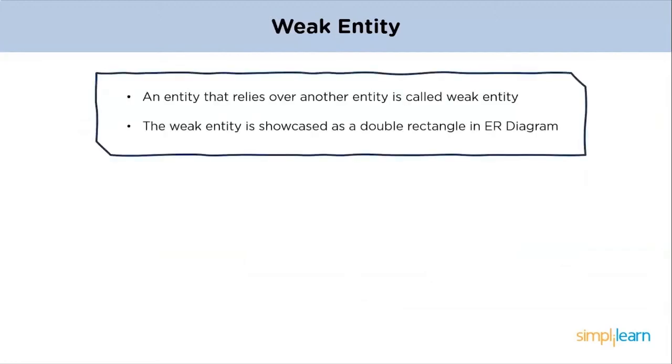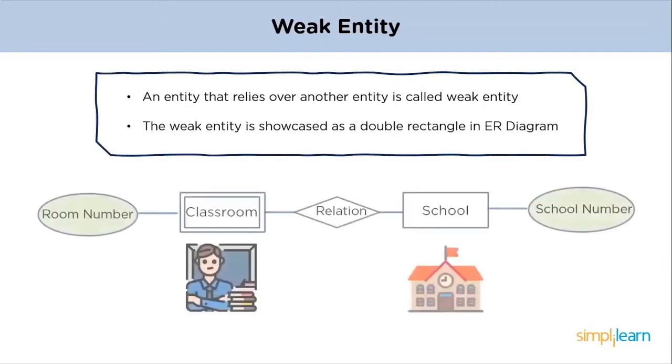An entity that makes reliance over another entity is called a weak entity. The weak entity is showcased as a double rectangle in ER diagram. In the example below, the school is a strong entity because it has a primary key attribute, school number. Unlike the school, the classroom is a weak entity because it does not have any primary key, and the room number attribute here acts only as a discriminator and not a primary key.